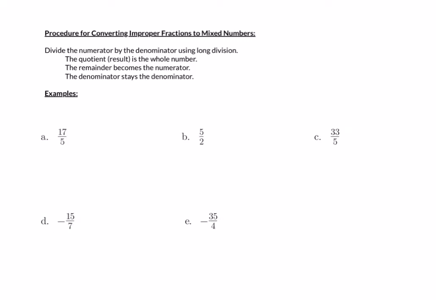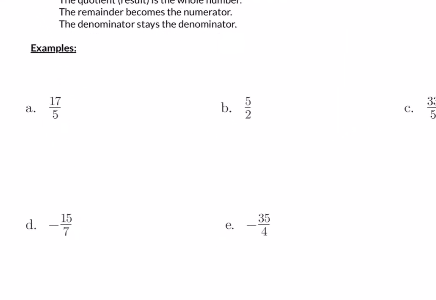So the first direction that we're going to go is from improper fractions to mixed numbers. And just like I mentioned on the last slide, in order to do this, we're going to use long division. We want to divide the numerator by the denominator. And now let's figure out where everything goes. The quotient, the result, is the whole number. The remainder becomes the numerator, and the denominator stays the same. So let's look at some examples of this and see what we can do.